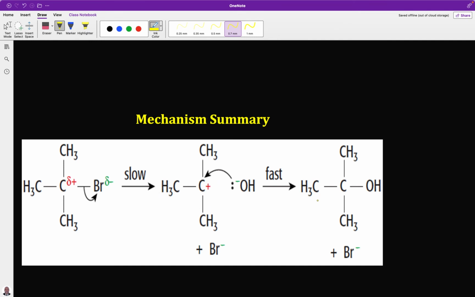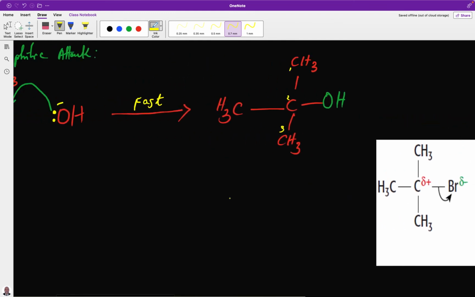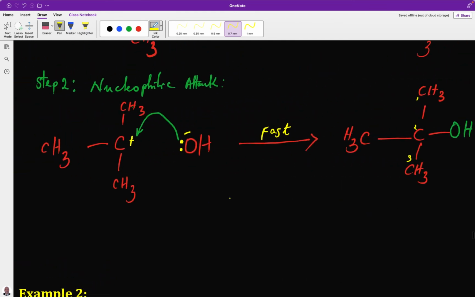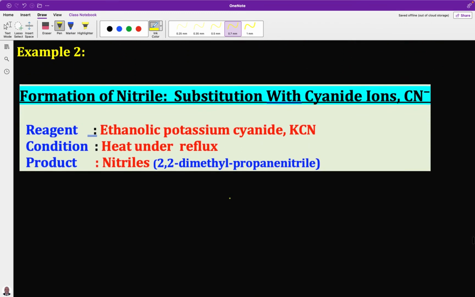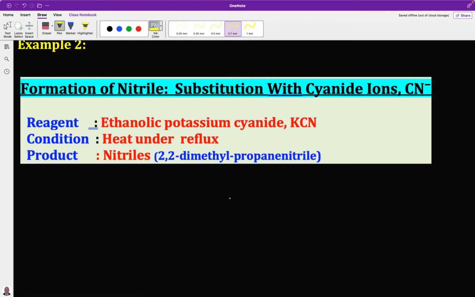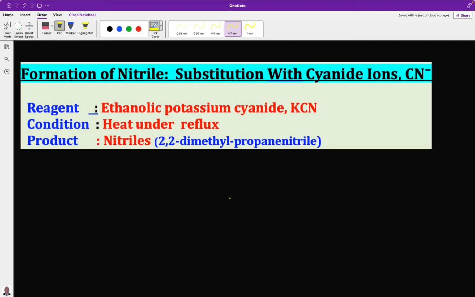So this is a summary of the mechanism. Our second example will be a substitution with cyanide ion. Substitution with cyanide ion. That will be our second example. It is the same mechanism. We are going to use the same tertiary halogenoalkane in this one.